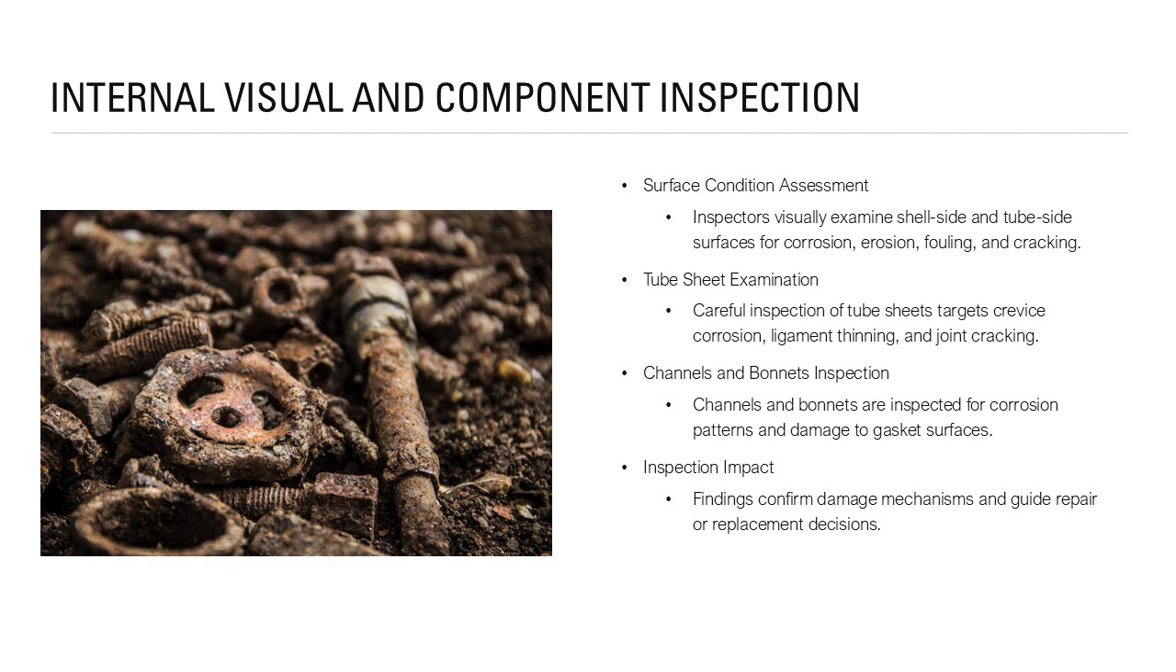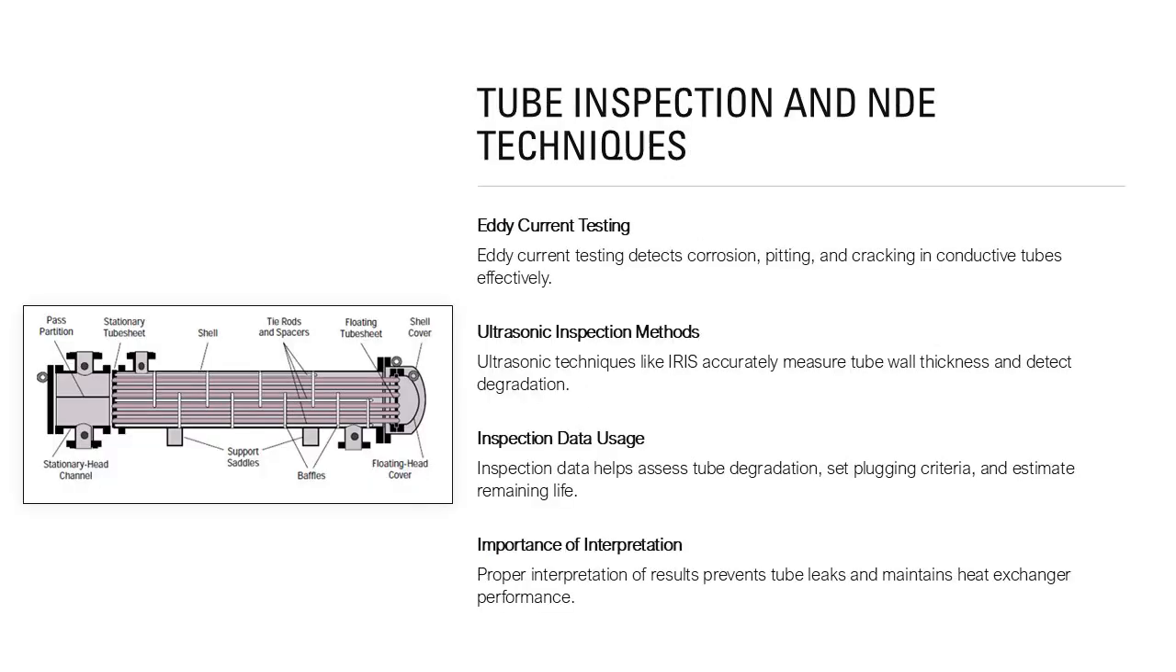Tube sheets should be carefully examined for crevice corrosion, ligament thinning, and cracking at tube-to-tube sheet joints. Channels and bonnets should be inspected for corrosion patterns and gasket surface damage. Internal inspection findings provide critical confirmation of damage mechanisms inferred from on-stream data and often form the basis for repair or replacement decisions.